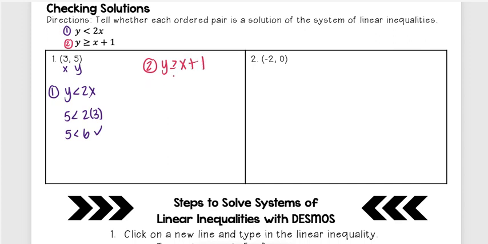Okay, now when I plug in 3, 5 into this inequality, I have 5 is greater than or equal to, instead of x, 3 plus 1. Well, 3 plus 1 is 4. 5 is in fact greater than or equal to 4. And so since this is true for both inequalities, this is a solution.